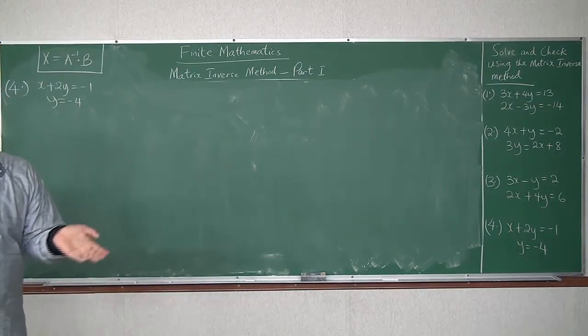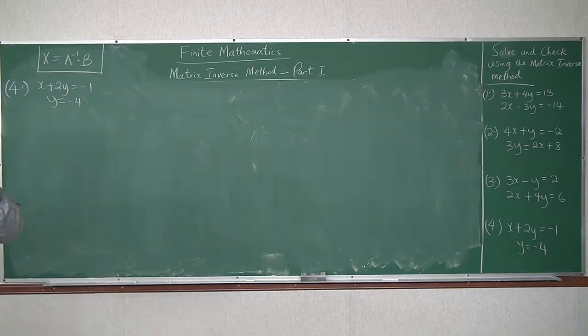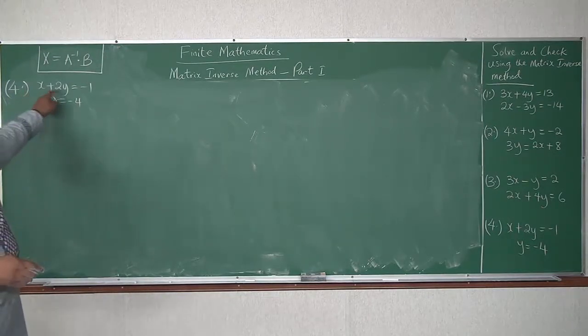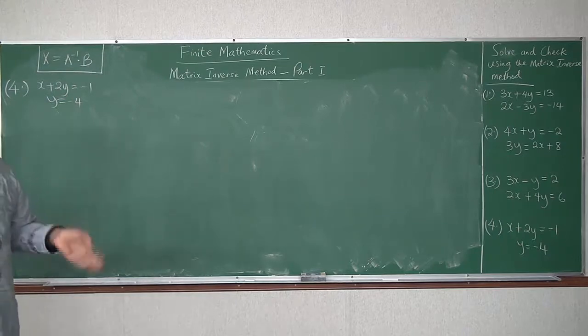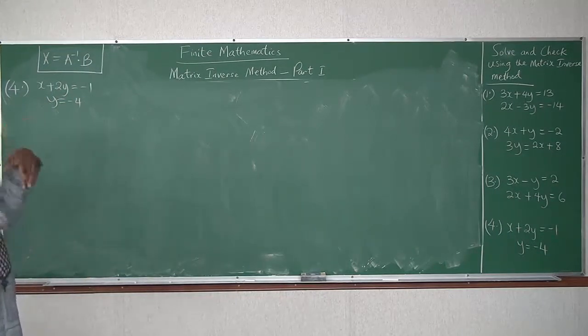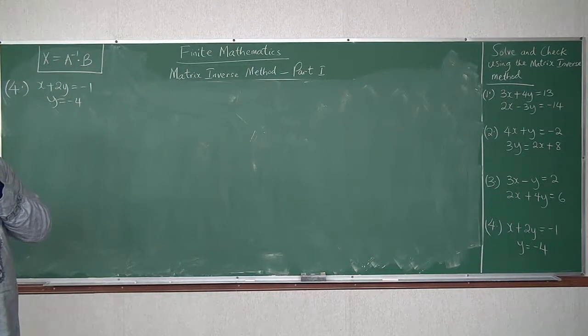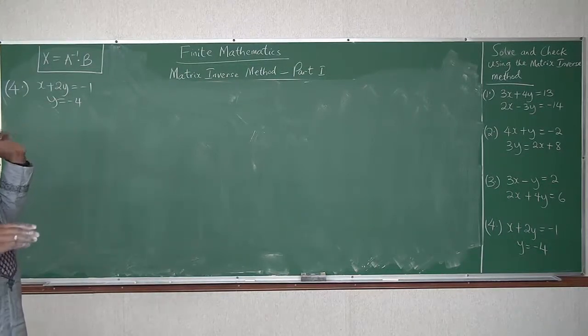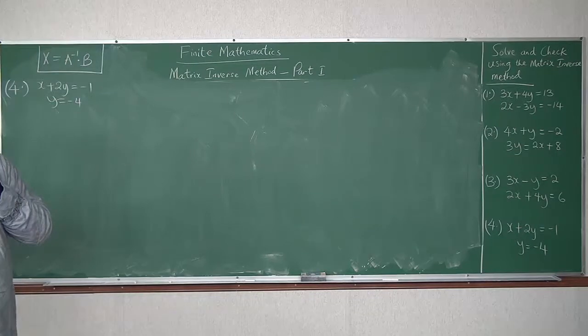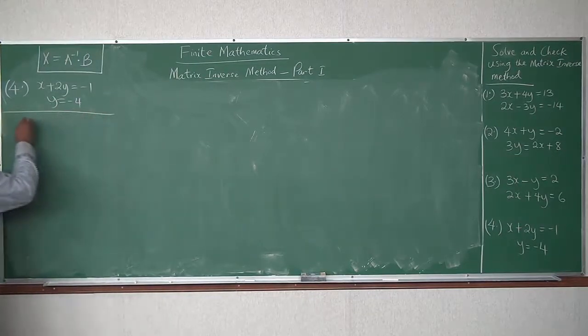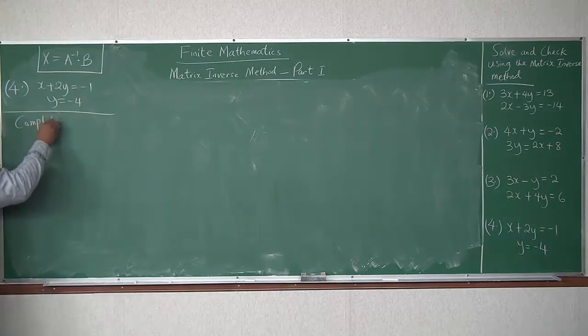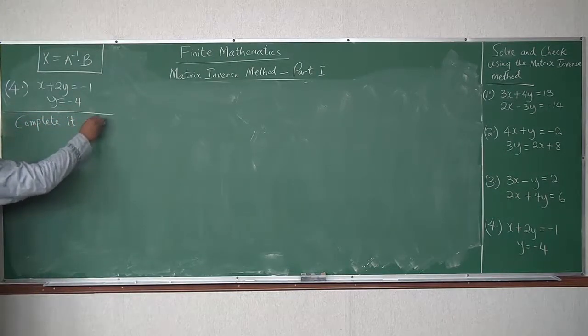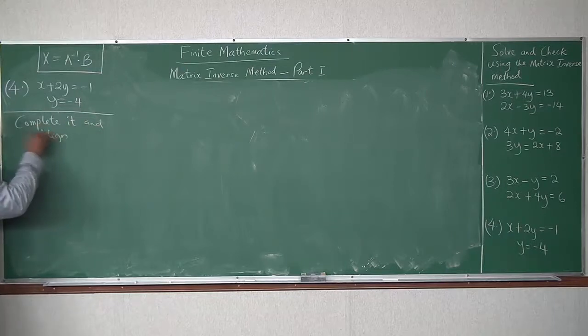So, we check the first step. Simplify as possible, as necessary. 1, 2, negative 1, no. We're not going to simplify it. Y equals negative 4? No, we can't simplify it. Then, align X and Y. X is missing anyway, so that takes us to 3. If it's missing, do what? Complete it. Okay? Complete it and align.